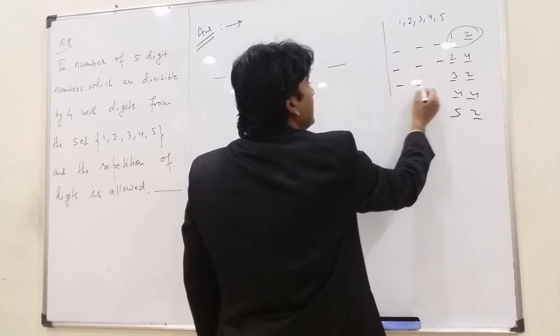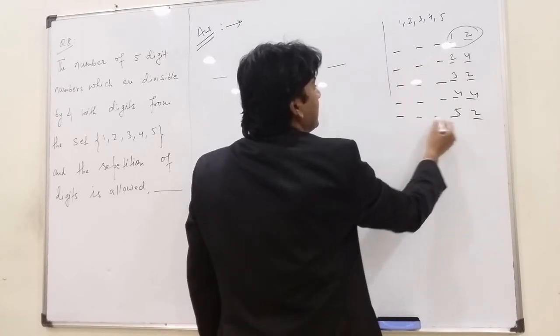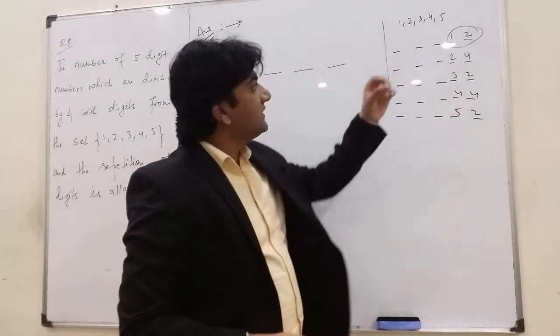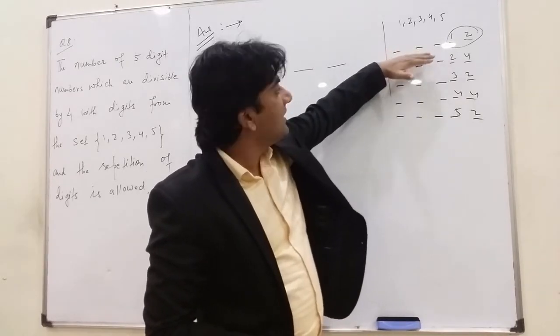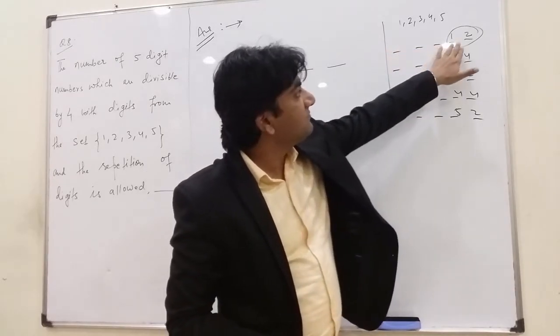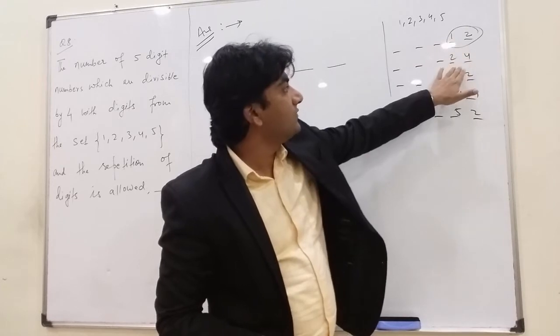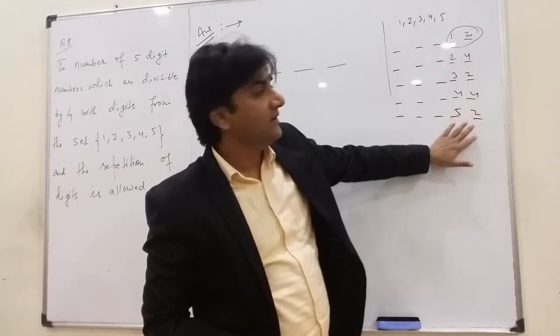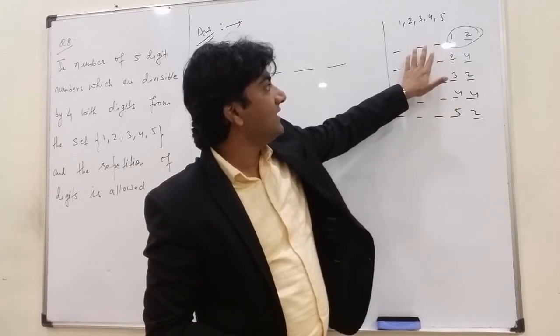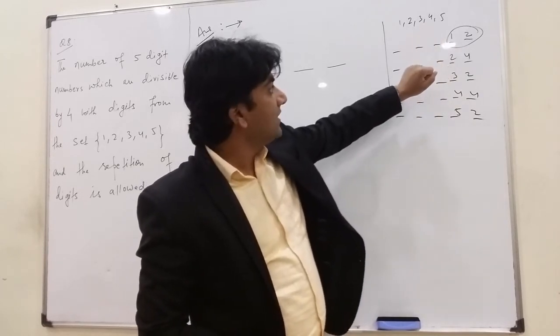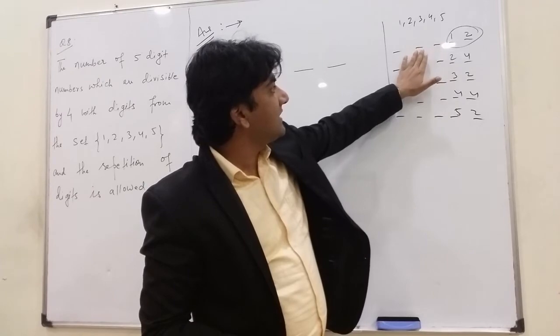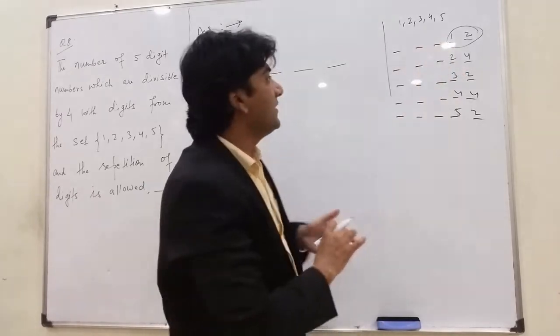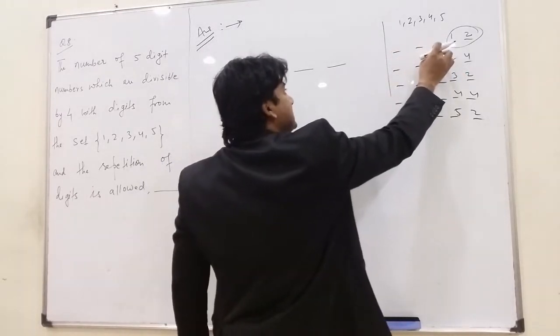So we have 5 cases for the last 2 places: in the first case this must be 1 and 2, then 2 and 4, 3 and 2, 4 and 4, and 5 and 2. These are the 5 cases. Let us understand the first case. In the first case, 1 and 2 is fixed. What about these 3 places?